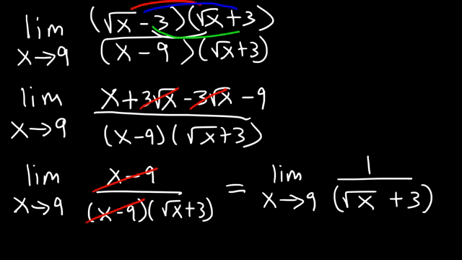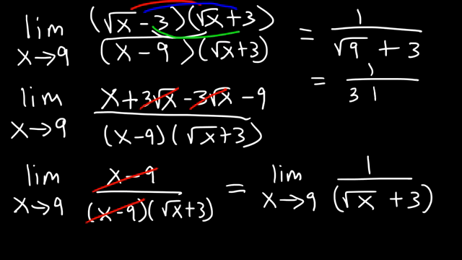Now what we can do is replace x with 9. So it's going to be 1 over square root 9 plus 3, and the square root of 9 is 3, and 3 plus 3 is 6. So the final answer is 1 over 6.